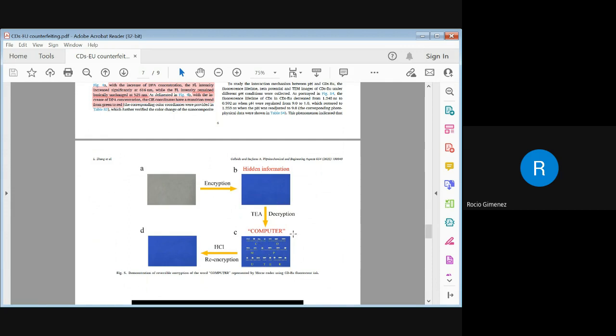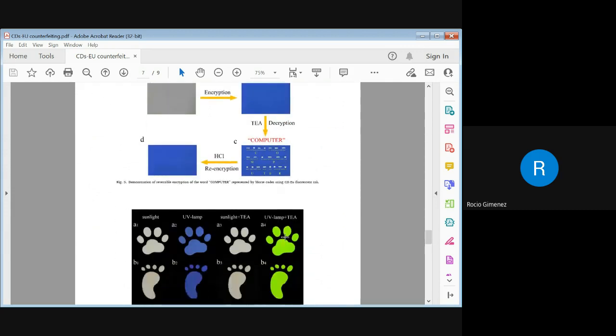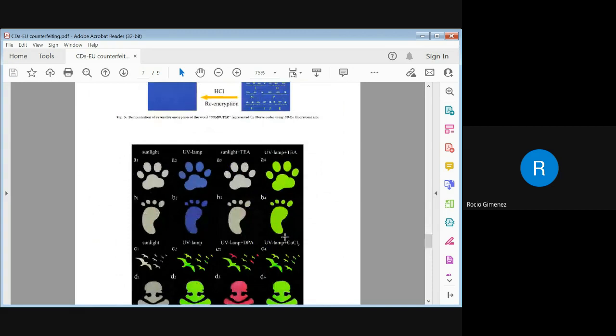And due to the prominent pH reversibility of these carbon dots, the information can then be re-encrypted back into a blank paper by placing HCl vapor after reading it. So since these outstanding pH reversibility and PDA responses of these nanocomposites, they wanted to test if this was also applicable to anti-counterfeiting.